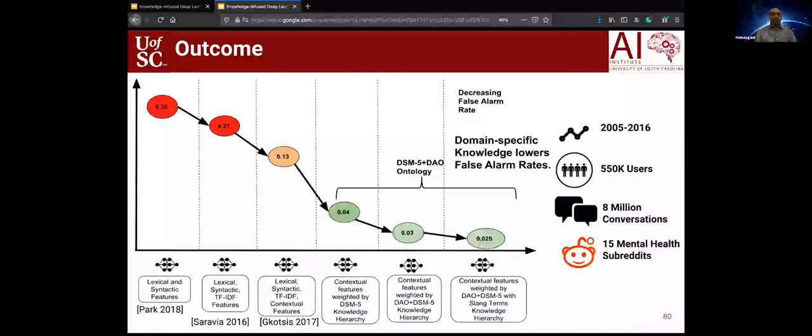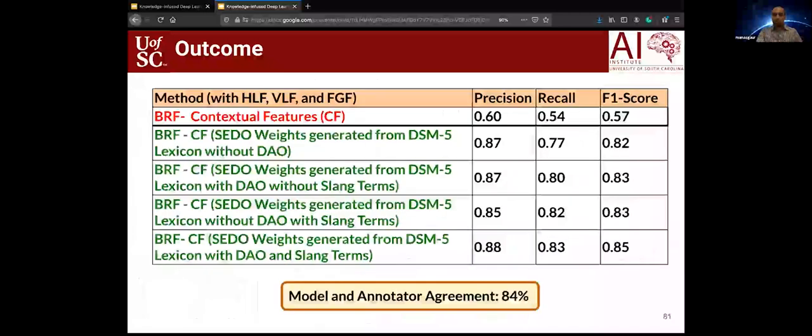When we compared this with the state of the art, we saw that the state-of-the-art algorithm, which was done in 2017 and also published in Nature Scientific Reports, showed a 13% false alarm rate. But when we used our approach of domain-specific curation, we were able to get a significant decline in the false alarm rate, to 2.5%, on the mapping of social media to the real mental health sphere. So the labeling was actually correct. When we wanted to verify it, we sent the outcome to annotators, who are mental health care providers, and we got an 84% agreement with this approach.